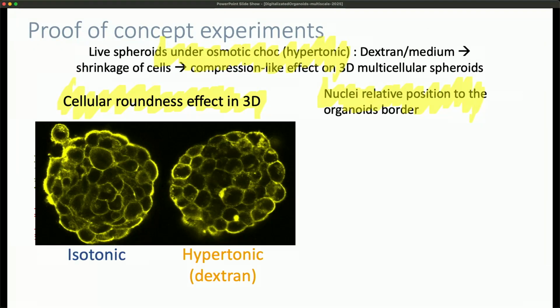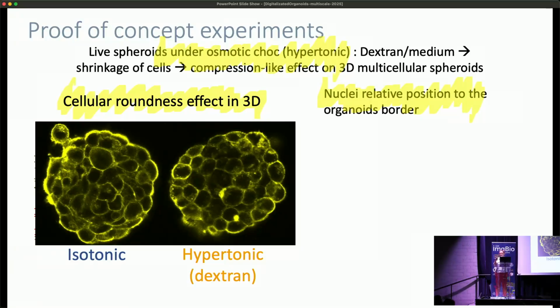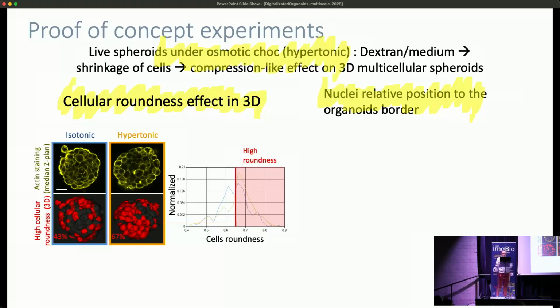So just very rapidly, on that proof of concept experiment, why it is so important to have this contour of the organoid. Here, for example, we want to test if under osmotic shock, which is a hypertonic medium, we can see a modification of the nuclear roundness in 3D, and if this modification has something to do with the relative position of the cells to the border of the organoid. We were able to gate our data graphically, in a cytometry-like software. So you put a gate, but you can have the feedback on the images per se, and you can see where this population of cells is located in 3D in all your batch of organoids.